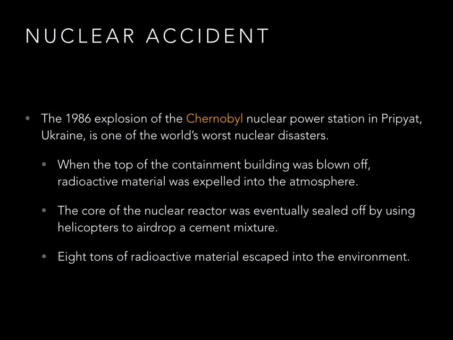Chernobyl. Nuclear accident. The 1986 explosion of the Chernobyl nuclear power station in Pripyat, Ukraine, is one of the world's worst nuclear disasters. The top of the containment building was blown off in a nuclear meltdown, and radioactive material was expelled into the atmosphere. The core of the nuclear reactor was eventually sealed off by using helicopters to airdrop a cement mixture. 8 tons of radioactive material escaped into the environment.